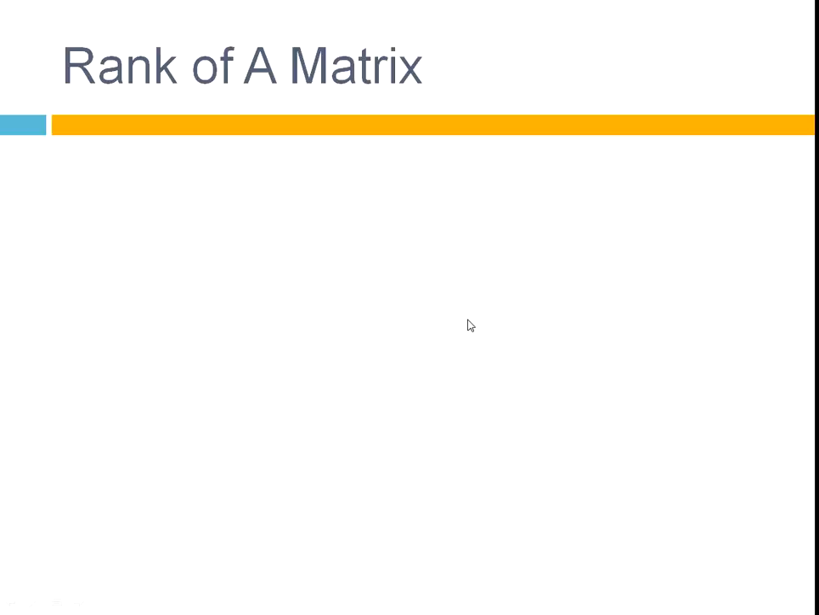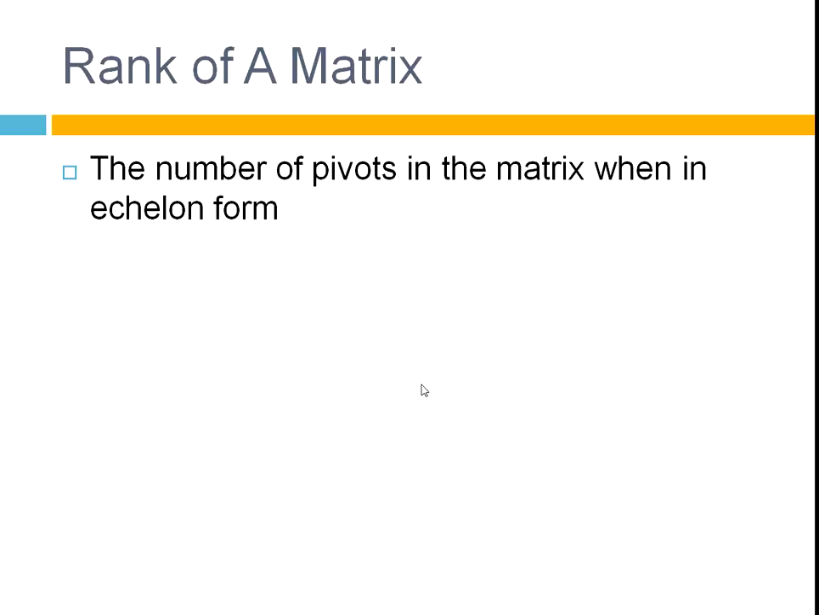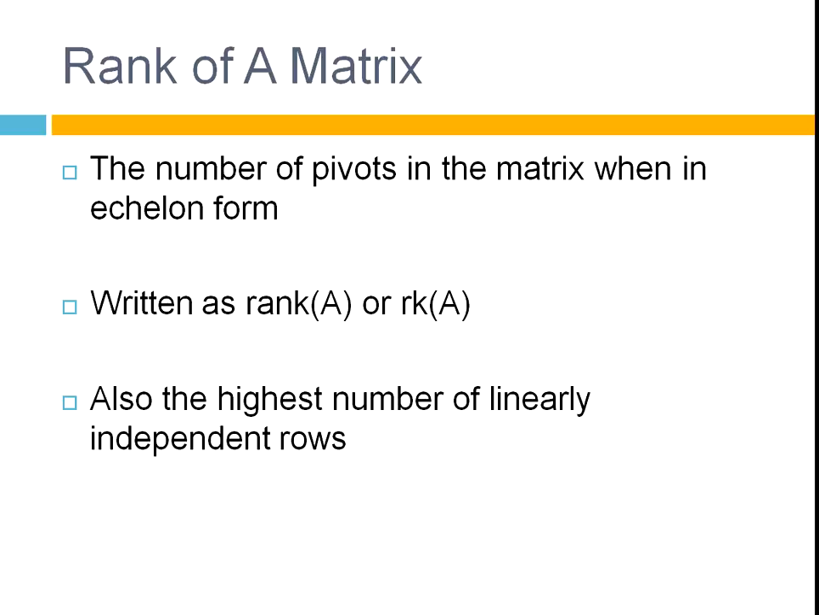And this associated idea, you've got the rank of a matrix, which is very useful in linear algebra. The simplest definition is it's the number of pivots in a matrix when it's put in echelon form. The matrix that we saw earlier had 2 pivots, so the rank of the matrix is 2, and it's written as rank of A, or sometimes shortened to rk A. And you may as well remember that the highest number of linearly independent rows is another definition of the rank of a matrix. I've got a video explaining what that is.